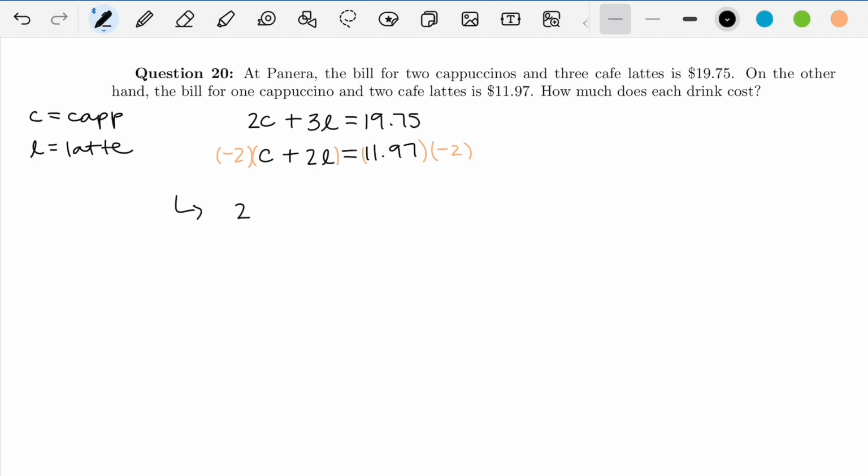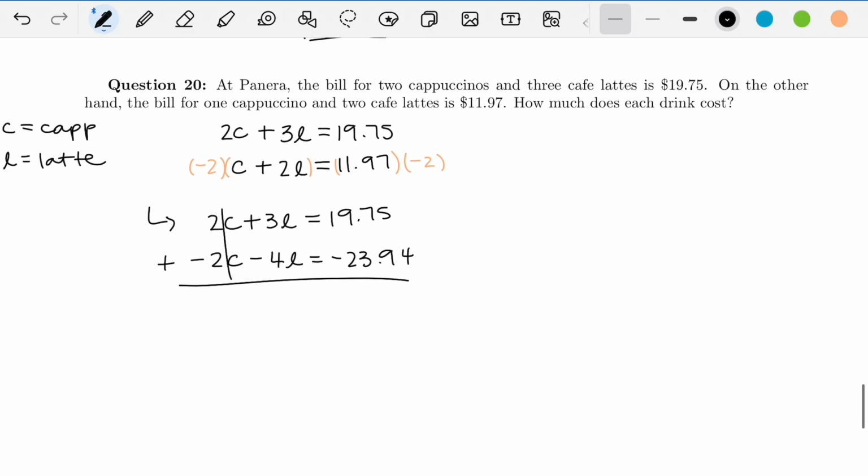Doing so, our system is going to be this here. We still have this first equation on the top, and then we're going to add this second equation here that we get after multiplying the second equation by -2. So adding these together, our variable C is going to be eliminated, and we're left with -L equal to -419. Then getting L completely alone, we get that the latte is going to be $4.19.